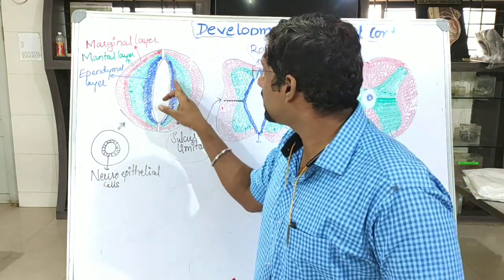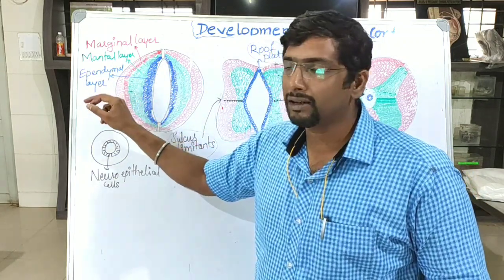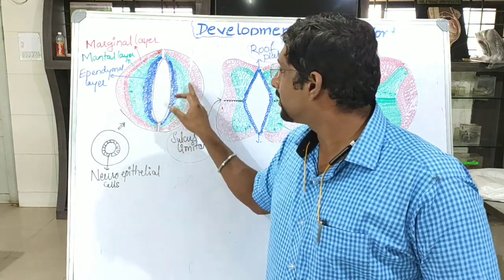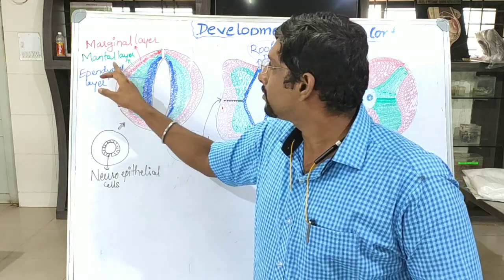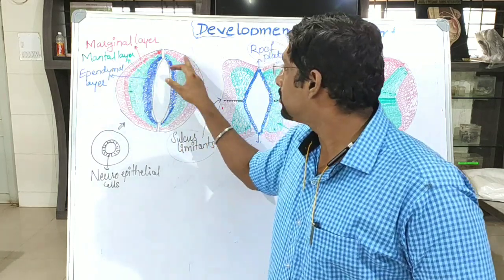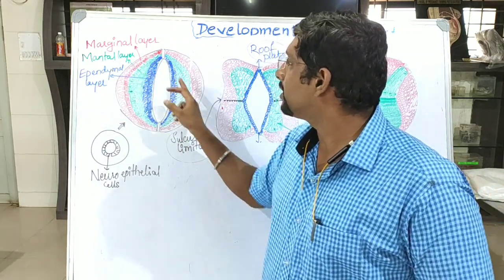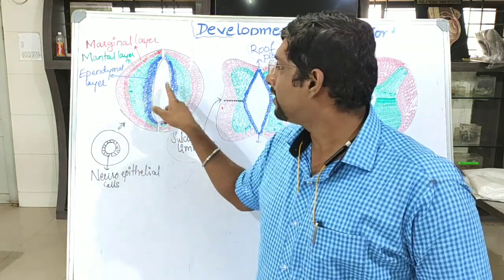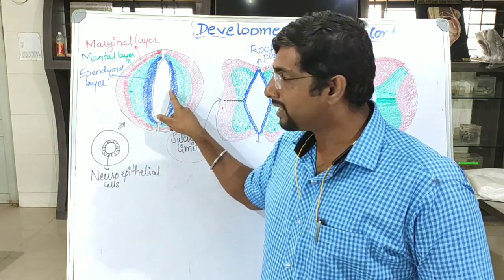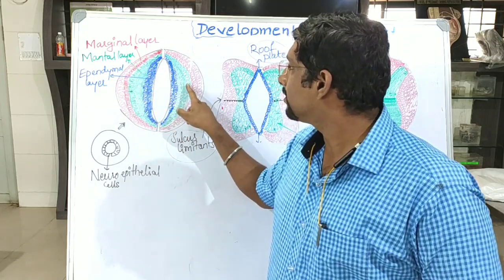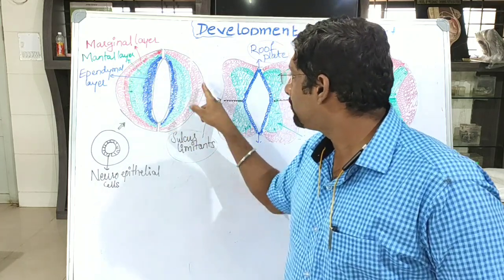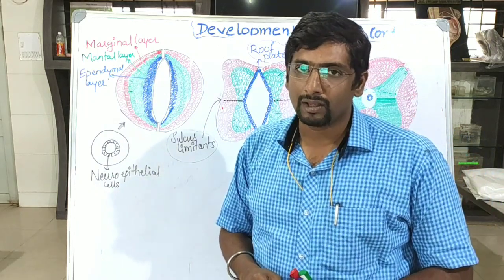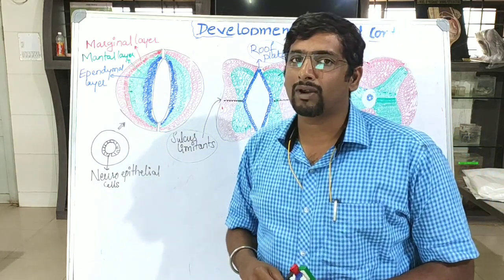The innermost layer is the ependymal layer. The second layer, the green color you are seeing, is the mantle layer, and the outside red color you are seeing is the marginal layer zone. So, three layer zones: the ependymal layer inside, the mantle layer in between, and peripherally the marginal layer. In the spinal cord, what happens?